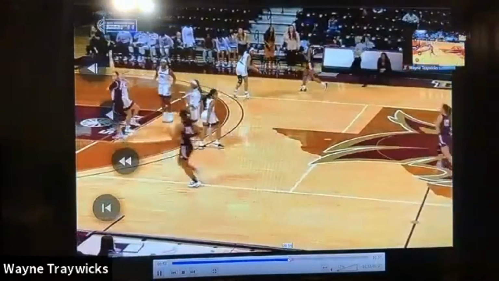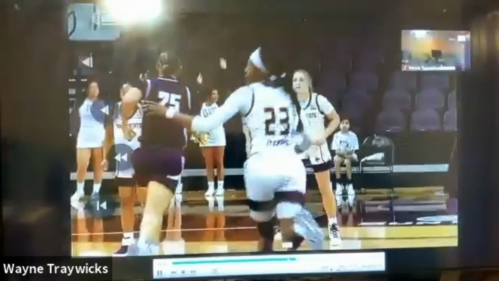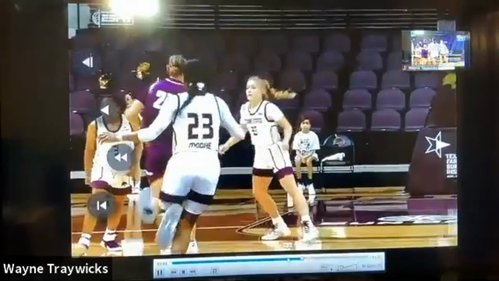That's a good play, by the way. Does anyone else have any other input about this play? Any thoughts?